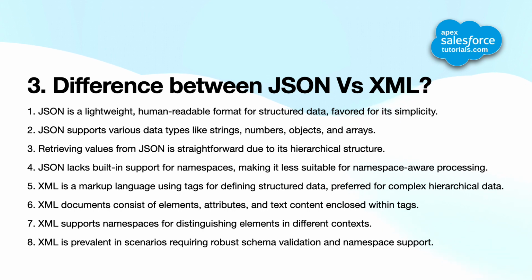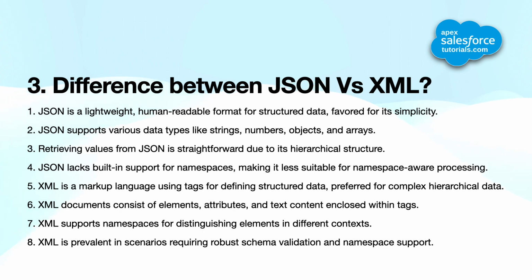JSON supports various data types such as strings, numbers, objects, arrays, and Boolean values. Keys in JSON are enclosed in double quotes, and values can be of any data type. Objects are denoted by curly braces, while arrays are represented by square brackets.